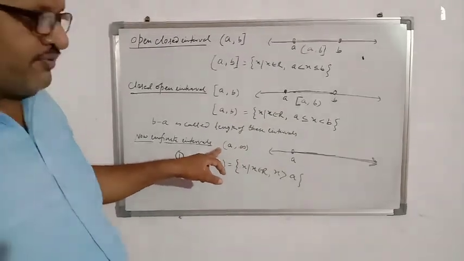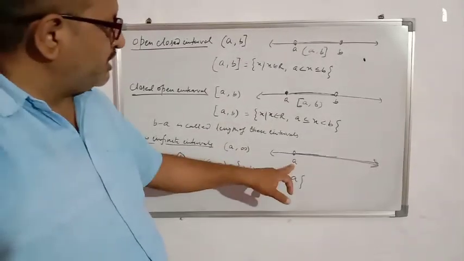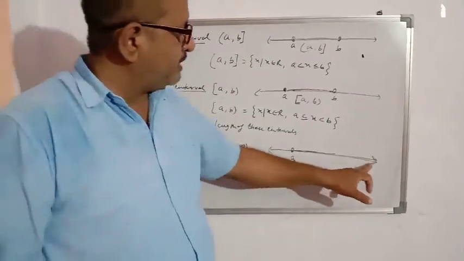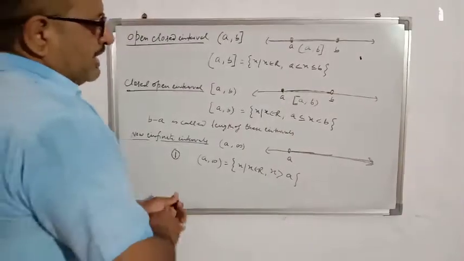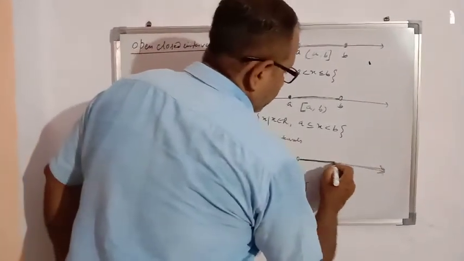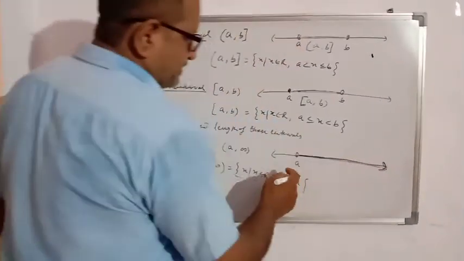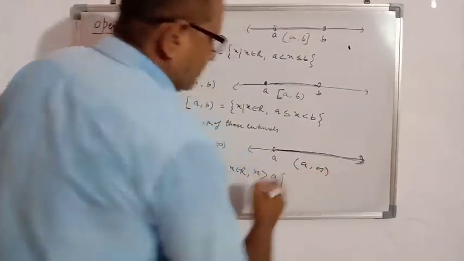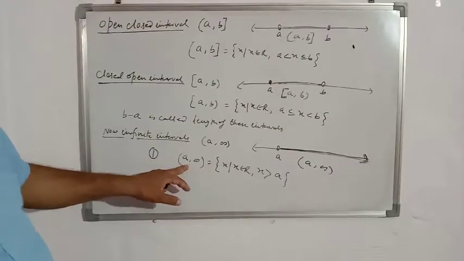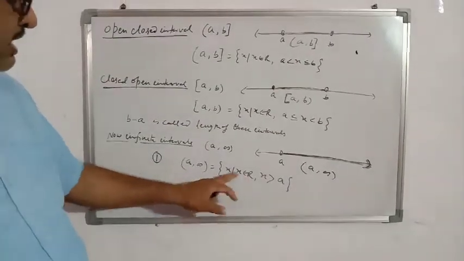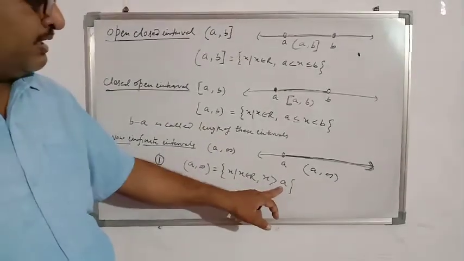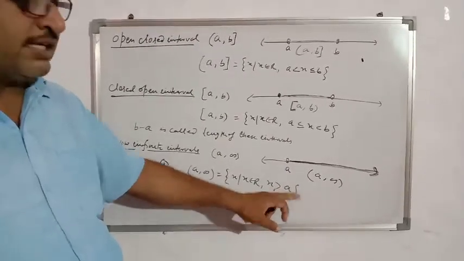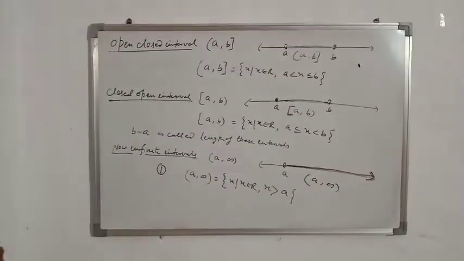So A is open from this side, A is not counted here, A is not included, and from A we can represent it by arrow on the right side. This complete length, it represents what? It represents A to infinity. In the set builder form, we can write x such that x belongs to R, x is greater than A. A is not included, so we cannot write here x equal to A. X is greater than A. This is the first one.